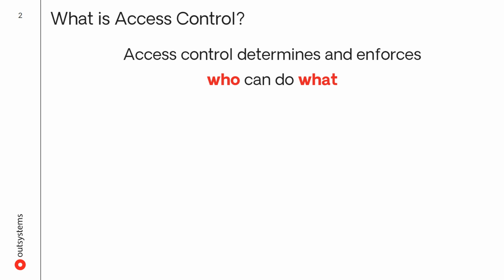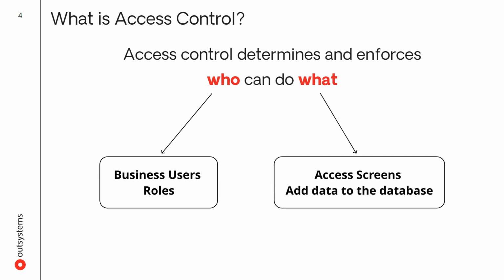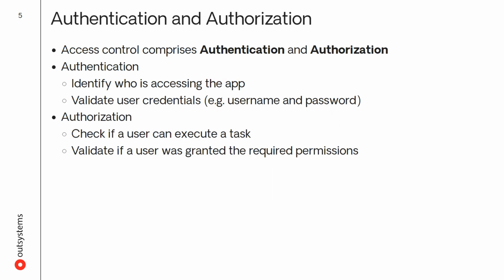Access control determines and enforces who can do what in our apps. By who, we mean the IT users, or groups of IT users with a certain role, while the what defines resources or actions we allow those users to take, such as accessing screens, or adding certain data to the database. In general, access control comprises authentication and authorization.